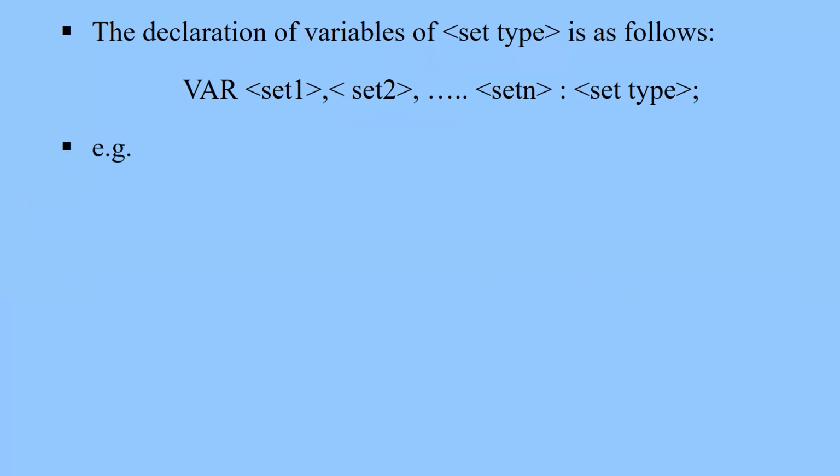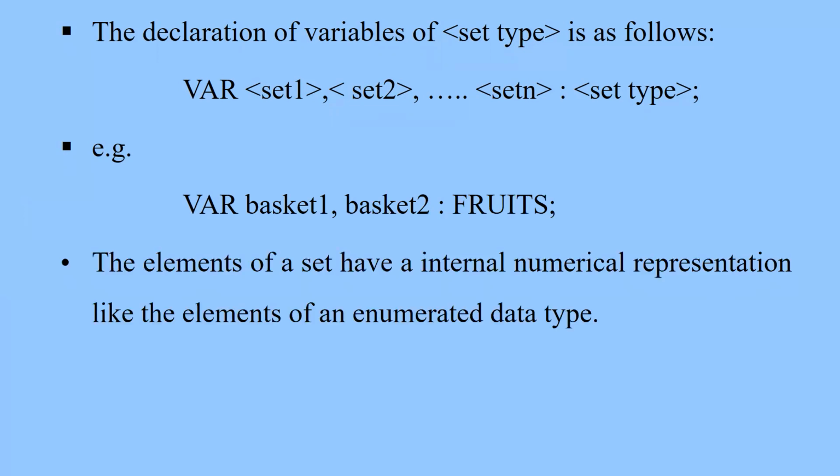The declaration of variables of set type is as follows. Var set1, set2, up to the last variable of the set type. For example, we can have the following variables: basket1, basket2 of type fruits.